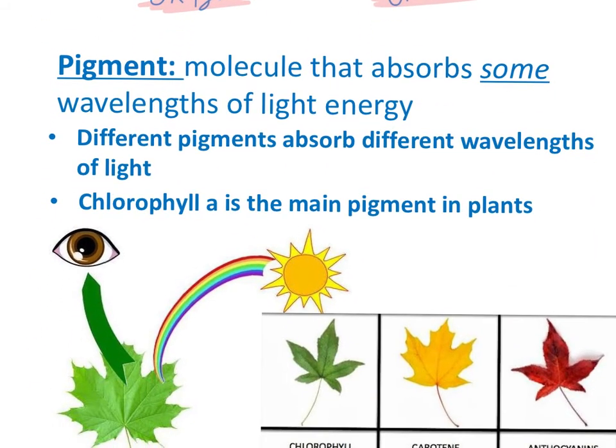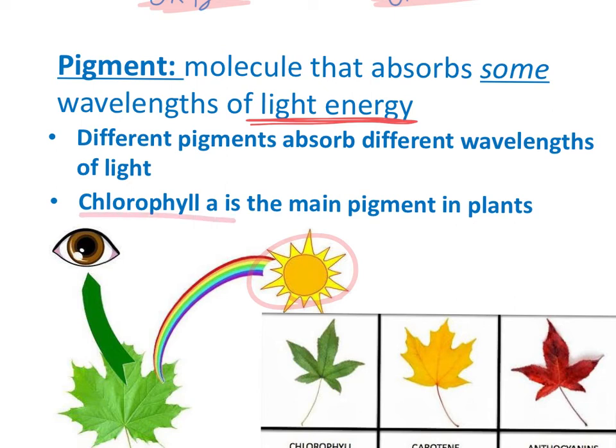Pigments are the molecules that absorb light, so they are used then in the light reactions. Sunlight consists of multiple wavelengths of visible light. We see those different wavelengths as different colors. So the sun is emitting a lot of different wavelengths. Plants can use some of those wavelengths to do photosynthesis.